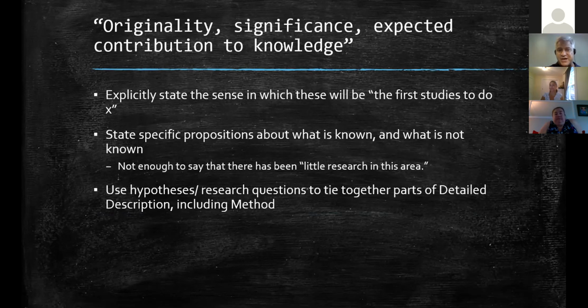Rachel talked a little bit about this, but what's valuable is if you can say specifically what's being done in the previous research, and then how your own research will build on that. Once you've identified your particular hypotheses and research questions, use those as threads to tie together all the different parts of the detailed description. A reviewer should be able to follow through from your literature review to your research questions, and then those research questions should directly give rise to your method, and your method to your analysis.